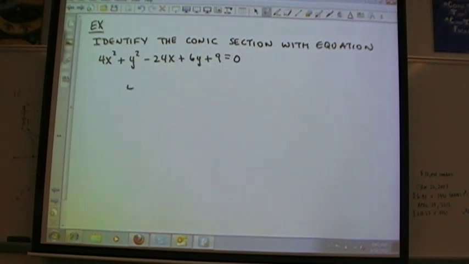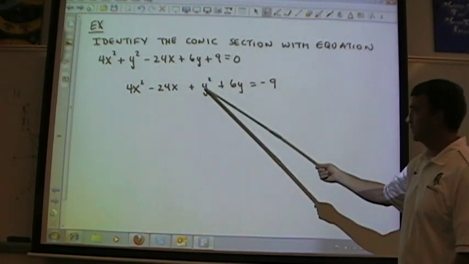What we have to do is put the x's together: 4x squared minus 24x. All I'm doing right now is rewriting it, plus y squared plus 6y, and subtract 9, because we want to get x's and y's by themselves and the constant on the other side. With the completing the square method, remember our leading coefficient for x squared and y squared must be 1, which it is here, but it's not here.